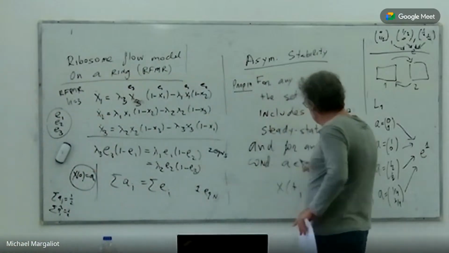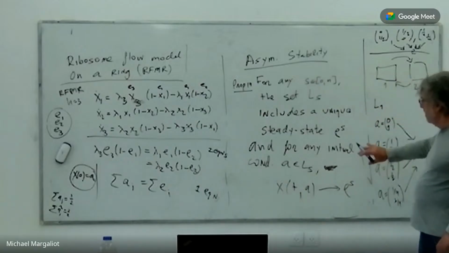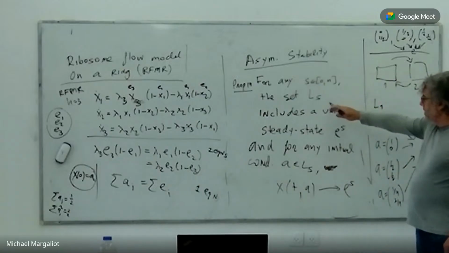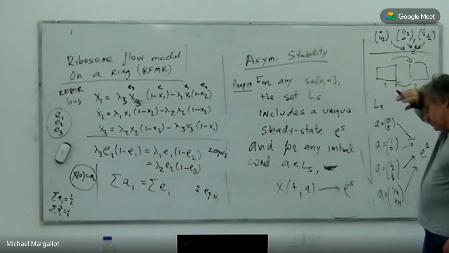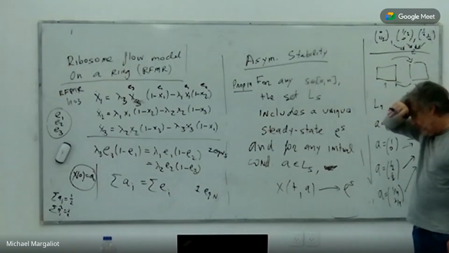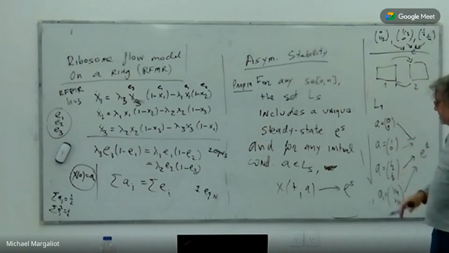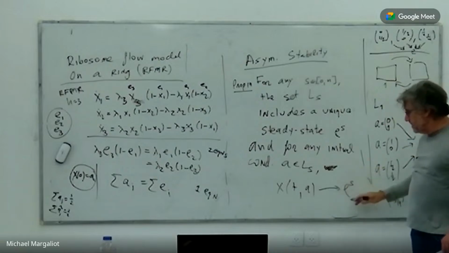This is exactly what this proposition says. If you stay on your level set LS, you take different initial conditions, but all in your set LS, so all of them with an equal total density, you will converge to the same equilibrium that we denote by this.